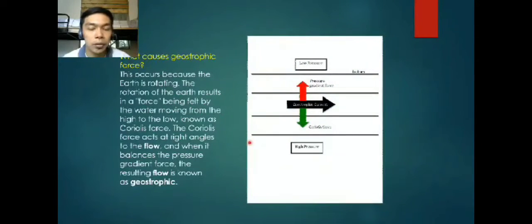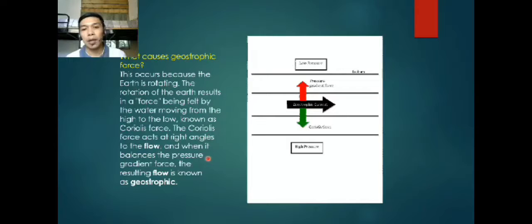What causes geostrophic force? This occurs because the Earth is rotating. So, ayun nga, nangyayari to dahil yung mundo ay umiikot. The rotation of the Earth results in a force being felt by the water moving from the high to low, known as Coriolis force. The Coriolis force acts at right angles to the flow, and when it balances the pressure gradient force, the resulting flow is known as geostrophic.